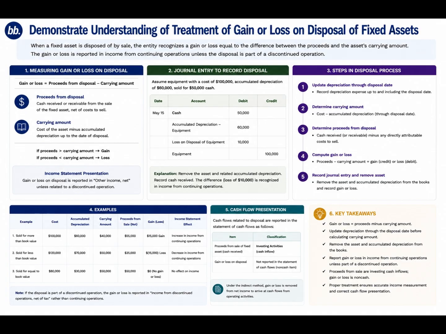Cash flow classification reflects transaction nature. Proceeds from sale are reported as investing cash inflows. The gain or loss itself is non-cash and is removed from operating cash flows under the indirect method. Proper treatment ensures accurate income measurement and statement of cash flows presentation.